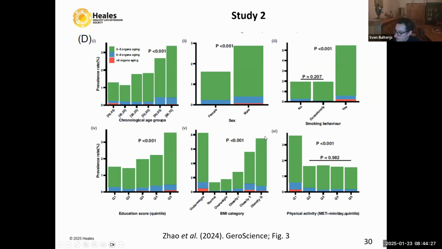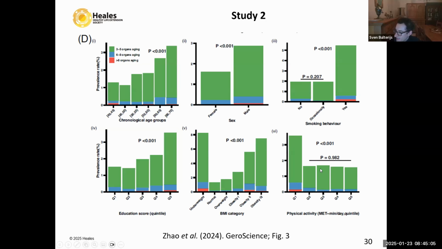BMI, again, you see this, except for the people who are underweight, but of course here you are probably capturing people who are chronically ill already. That's why you probably see this. But with obesity, you have an increase in the organ age. And physical activity. So these are the people who are least physically active, yes. So they have a higher proportion of organs that are aged compared to the other ones.